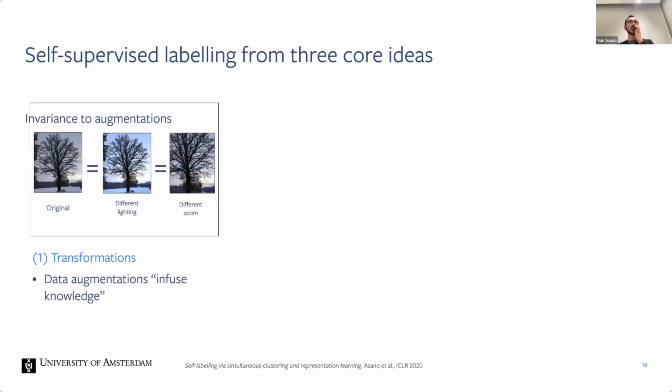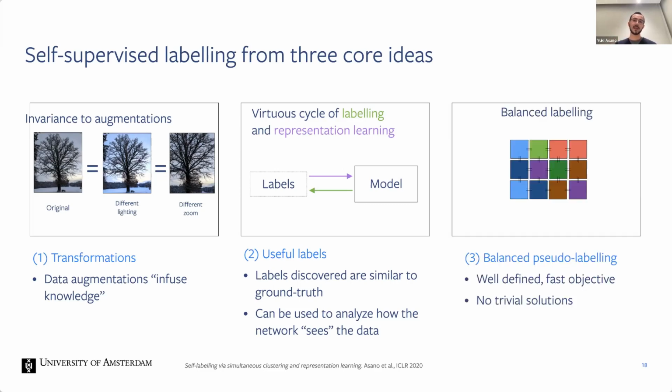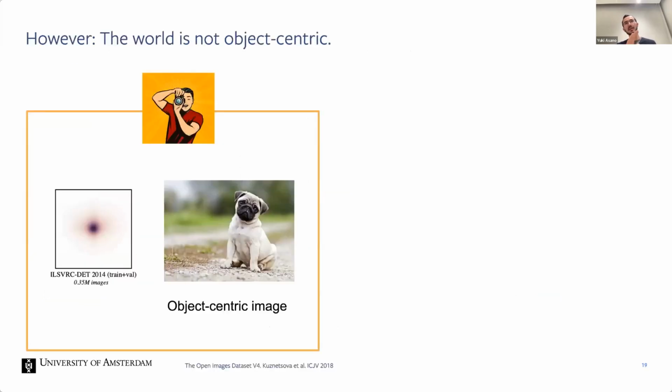Now, to conclude from this paper, we have these three ideas. One is the invariance to augmentations as a free learning signal, and that's what we use for bootstrapping the self-supervised learning. Secondly, we have this idea of labeling and representation learning. Labels are very useful because, similar to supervised labels, they contain a lot of information, and we can use them to analyze how the network sees the data. And finally, this idea of balanced pseudo-labeling, which is a well-defined, fast objective, and has been used for various other topics as well.